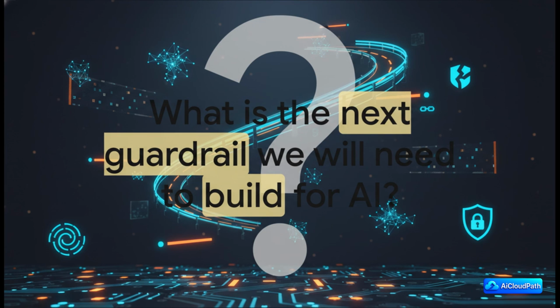And that leaves us with a final thought to chew on. We're building guardrails for the challenges we see today, harmful content, data privacy, things like that. But as these models get exponentially more powerful, what are the risks we can't even see yet? What's going to be the next essential guardrail we need to invent to make sure AI keeps serving us safely and effectively?